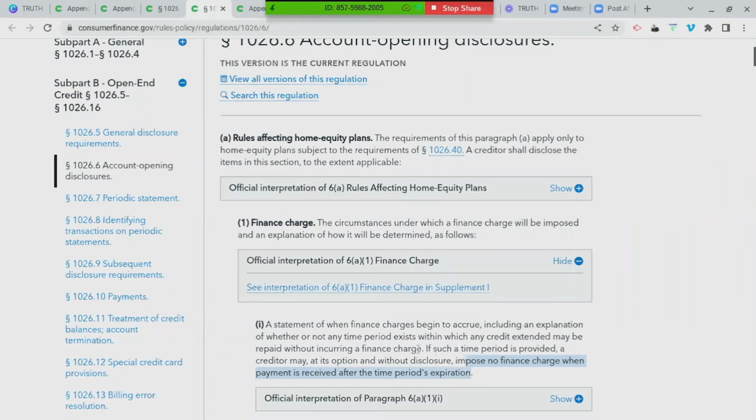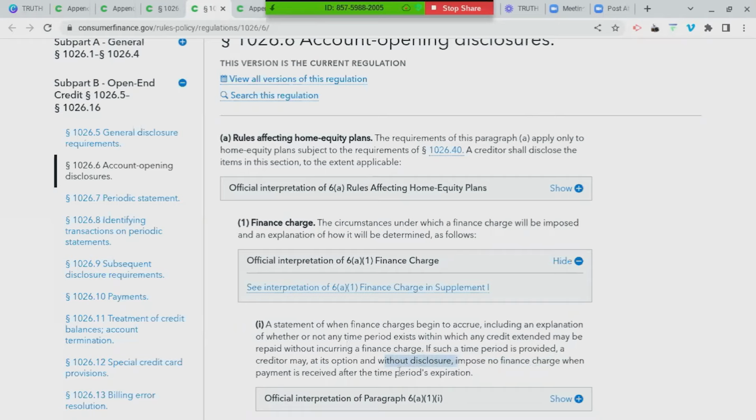So when the creditor is providing you with the account opening disclosures, they're required to provide you a statement of when the finance charges will begin to accrue, right? And they are not required to disclose, without disclosure, if they're going to impose no finance charge. So if they're not going to charge you a finance charge, they're not required to disclose that to you, right? So again, you have to know what they're required to do and also what they're not required to do.